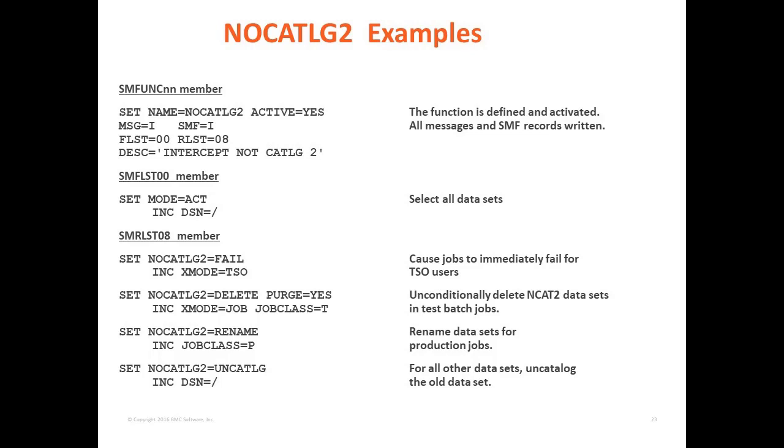In the RLST, the first action is to fail all jobs for TSO users who attempt to allocate a duplicate dataset. The next set statement is to delete with a purge all duplicate datasets in batch jobs with a job class of T. The next set statement is to rename the duplicate datasets in jobs with a job class of P. The last set statement is to just uncatalog all duplicate datasets.